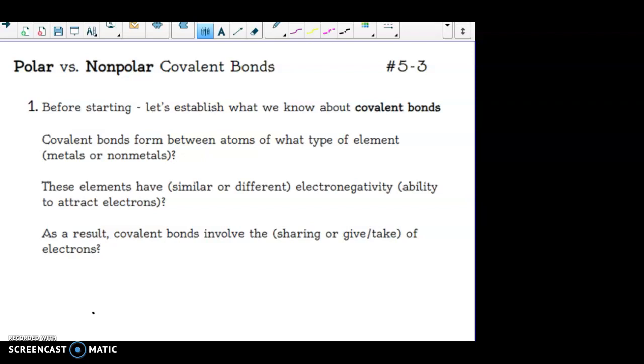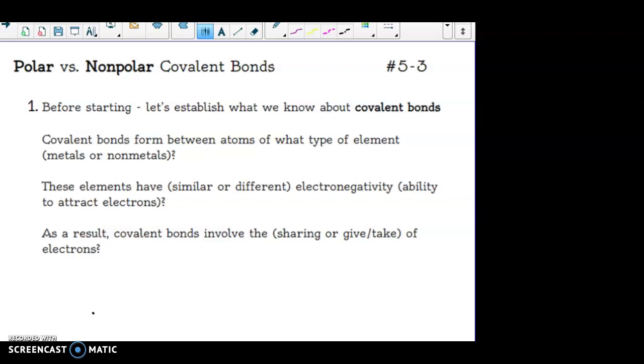Okay, so we're going to take a bit of a deeper dive into covalent bonds, looking at some categories of covalent bonds, but it's been a little bit. Before we start, let's establish what we know about covalent bonds. So for each of these statements, we just want to circle one answer.